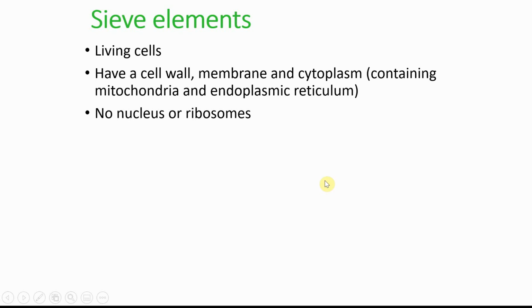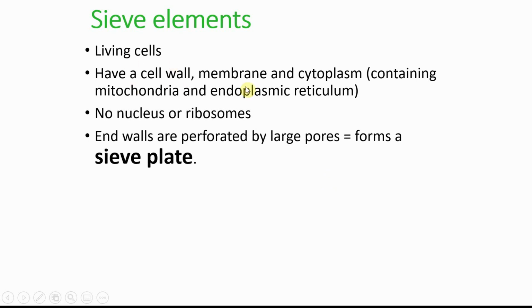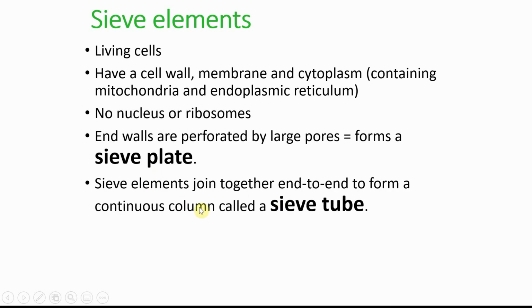Sieve elements then. This is part of your notes from 3 into 4. You can just go through and highlight: living cells have a cell wall, membrane, and cytoplasm containing ER and mitochondria, with no nucleus or ribosomes within the main sieve elements. You do get them within the companion cell. And as I say, there are big pores at the end of each cell, top and bottom, for the sieve plate. These join together end to end to form a continuous column called a sieve tube.